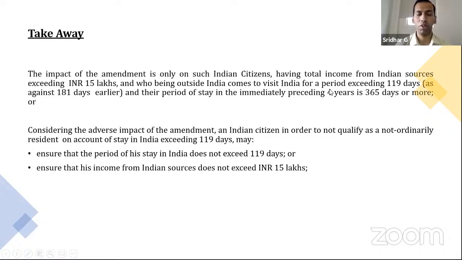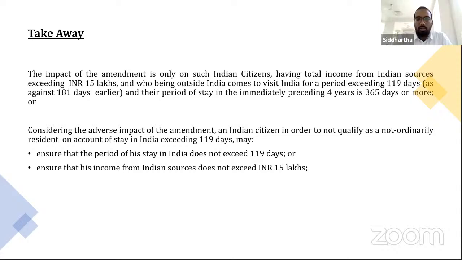And the other important point to note is it's not that only one criteria I should be worried about. I should also ensure that the India sourced income does not exceed 15 lakhs. So I have one question here: in case I ensure that my stay in India is 119 days and my India sourced income is, say, for example, 1 crore, will I be liable for taxation as a non-ordinary resident?